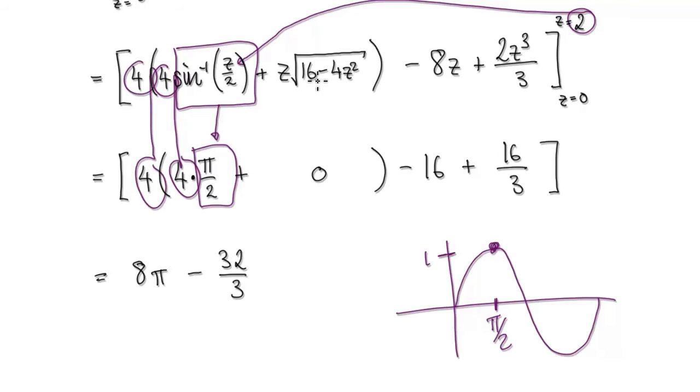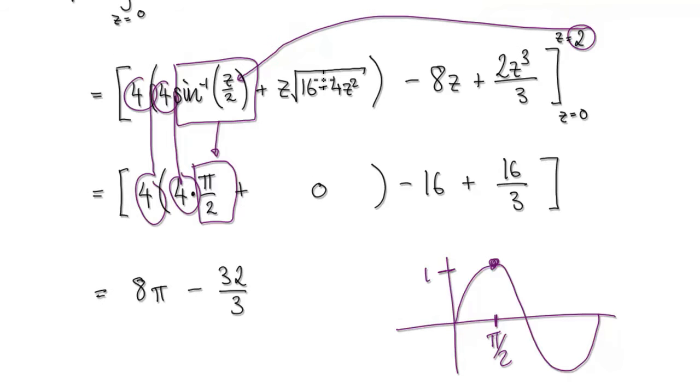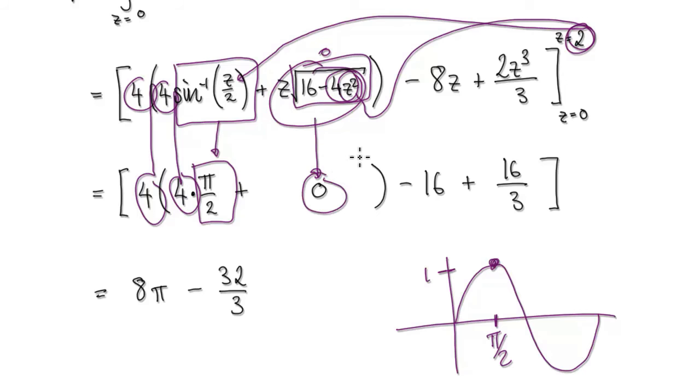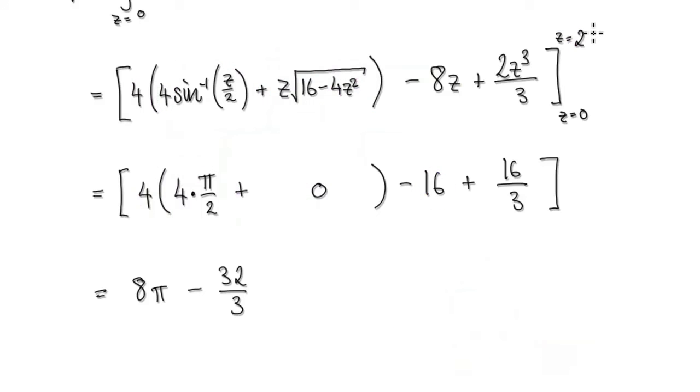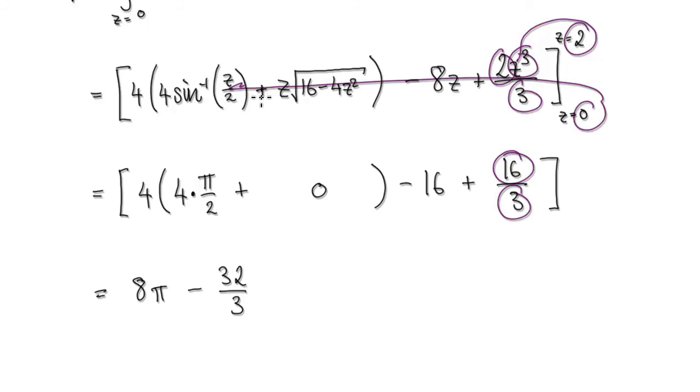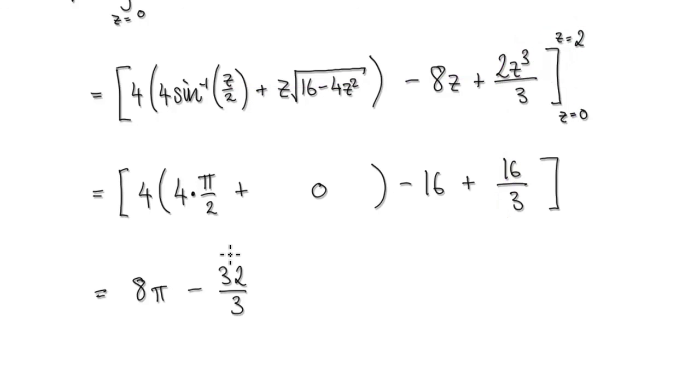And then when you put 2 into here, 2 squared will be 4. 4 times 4 would be 16. So this block here would be 0, making the whole lot here to be 0. And when you put 2 into here, it will give you 16. And when you put 2 into here, 8 times 2 would be this divided by 3. And then when you put 0 into here, everything would be 0. So the final volume is given by this. Okay, that's your final answer.